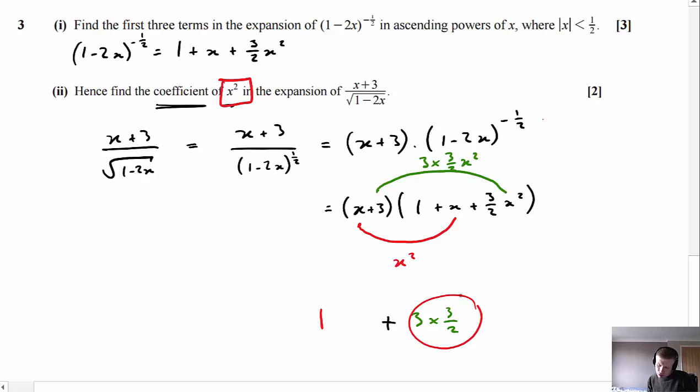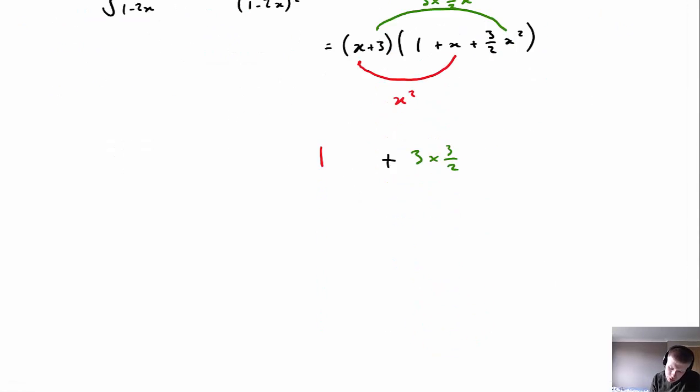What is 3 times 3 over 2? Well, 3 times 3 over 2 is going to be 9 over 2, isn't it? Because this is the same as 3 over 1, so the tops just multiply together and the denominators just multiply together. By the way, if you ever see something like that, the 3 just climbs up on the top. If it was 3 over 2 divided by 3, the 3 would climb down to the bottom. This is the same as 9 over 2. So it's just 1 plus 9 over 2, which is 11 over 2. So that is the coefficient of x squared that I'm after.